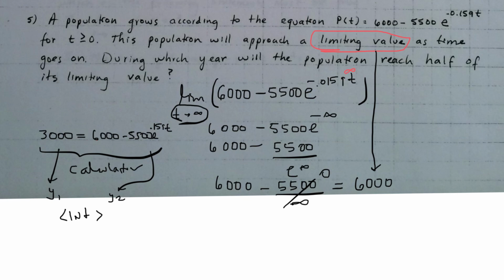And I just realized that I made a mistake here with my exponent. It's not 0.0159, but 0.159. It's not going to change anything. It's just move the decimal. Everything else would still be okay.